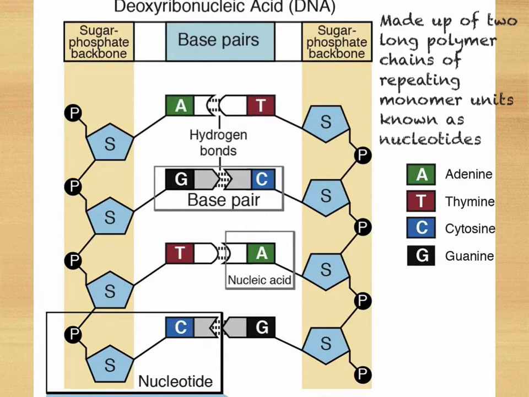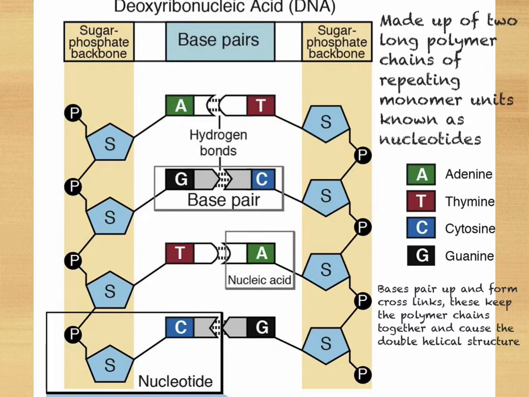These bases on the different polymer chains pair up with each other and form crosslinks, known as hydrogen bonds, which hold each base pair together. This gives it its double helical structure as the pairs line up. The order of these bases then acts as a code for the organism's genes and therefore controls what the genes are that are going to be made, as well as being affected by any mutations that may occur. You'll look at DNA in far more detail in GCSE biology.